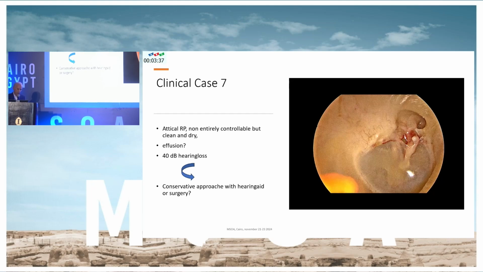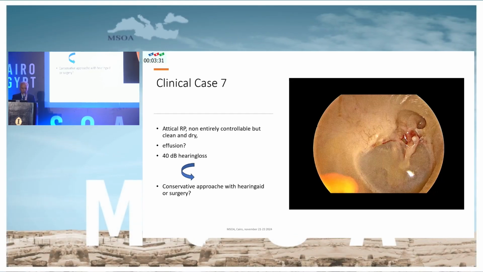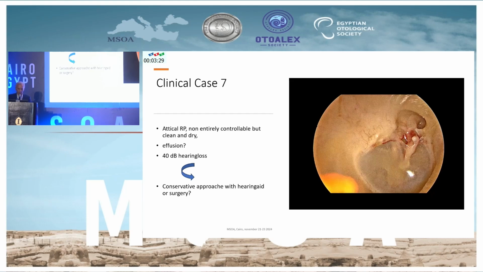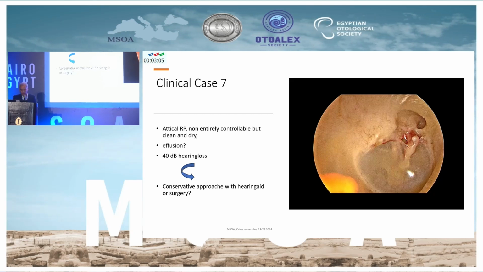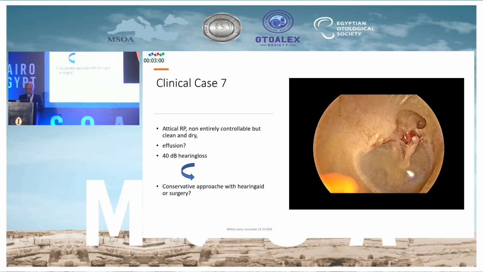So there is a problem of hearing loss. We can discuss this case, or we can have a conservative approach. We mean we can treat medically and put a ventilation tube in this ear and see what happens. In some cases, the retraction pocket can move and replace in a good place, and in other cases it doesn't move. And if there is no improvement of the hearing, we can propose surgery.